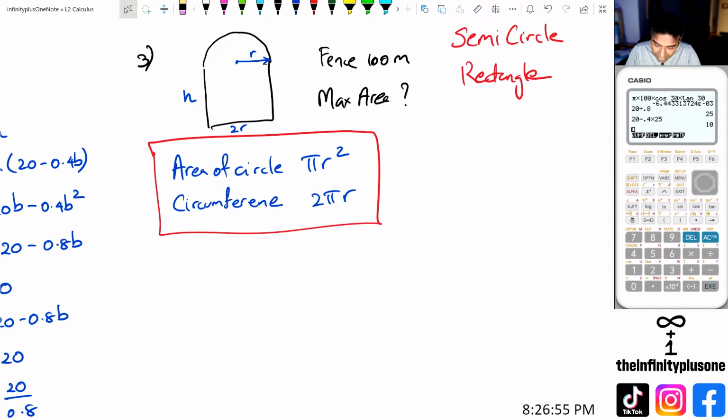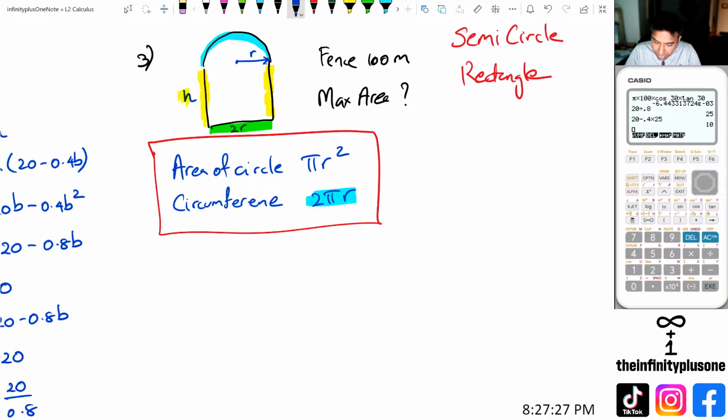I'm looking at h, which is this part here, that's the height of the rectangle. Then I've got 2r, which is the base of the rectangle. And then I've got half a circumference. So remember, 2 pi r is actually the full circumference, but we only want half of it.